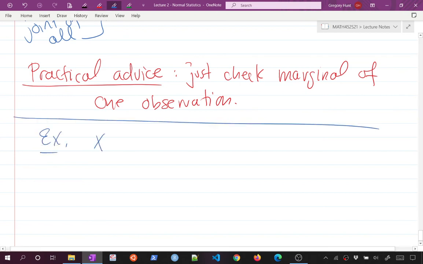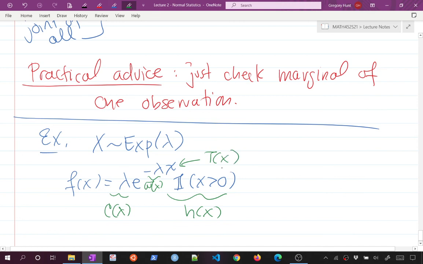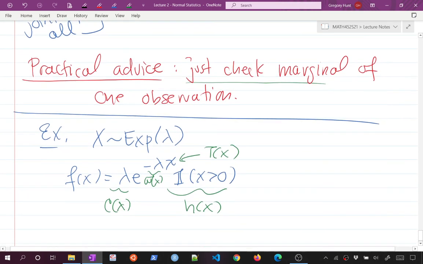I could just say, let's say x is exponential lambda, then f of x would be lambda e to negative lambda x, indicator that x is bigger than 0, and clearly this can be written, this could be h of x, this could be c of lambda, this could be w of lambda, and x here is t of x, right? That's super quick to do, right? I can just look at it. I don't actually have to make the whole joint distribution by multiplying these together and doing algebra. So just check the marginal of one of them. If it's true, it's going to be true for the joint. And it's not too hard. You should think about how to prove it. It's pretty straightforward.